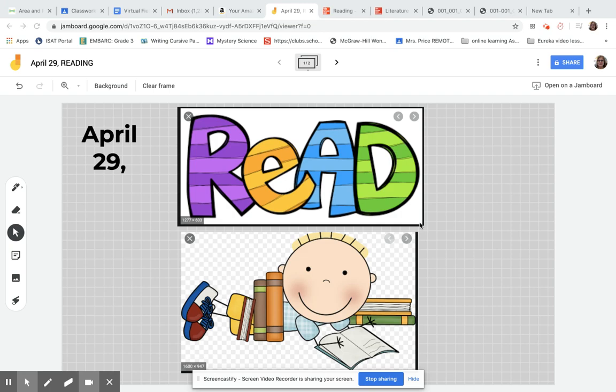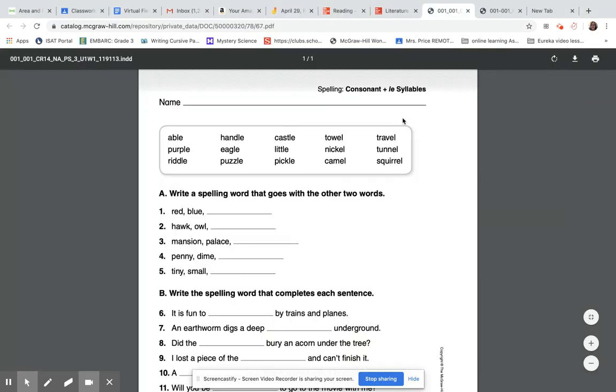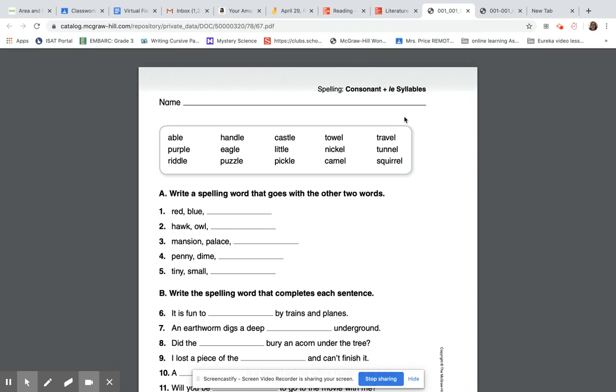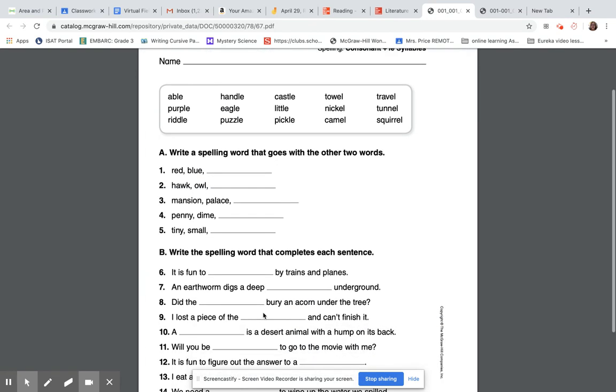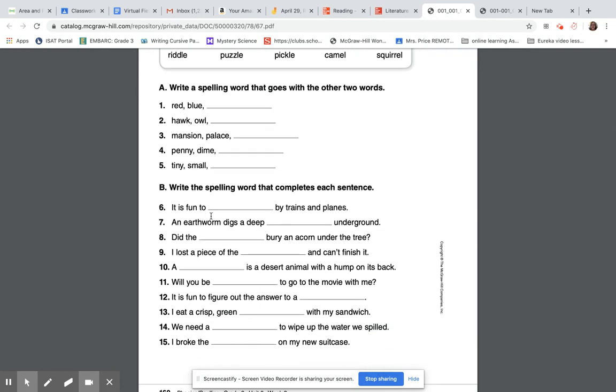Okay, today is April 29th, and this is what we'll be doing for reading today. So we will start off with a spelling paper. We're still working on spelling. Our spelling words are consonant plus the LE syllable at the end. So you will pick the word that best fits into these groups of words and fill in the blank. And then down here you will fill in the blank by putting in the word that best finishes the sentence.